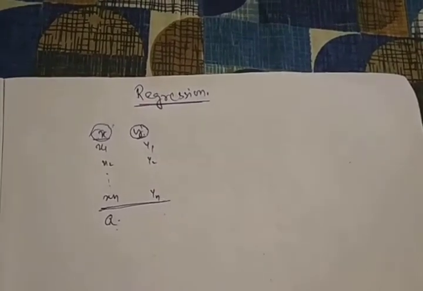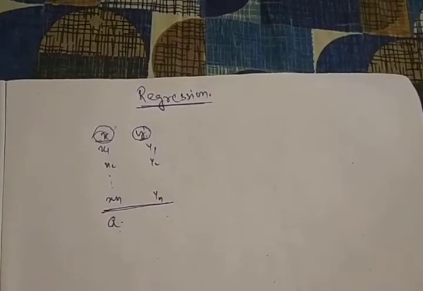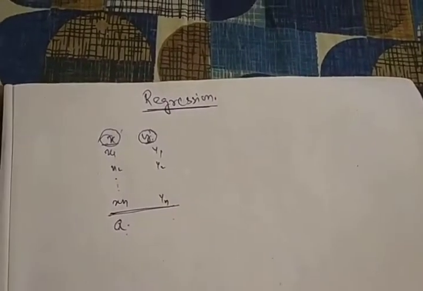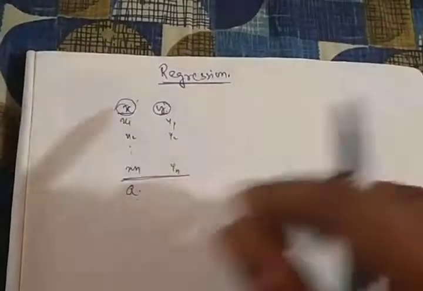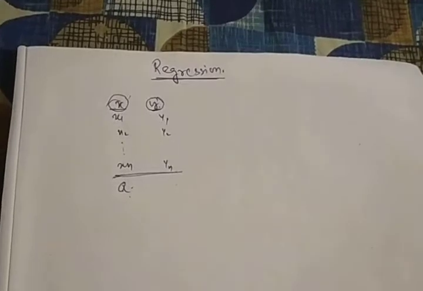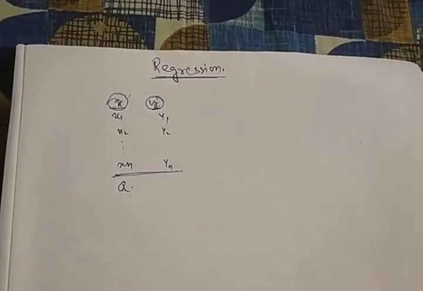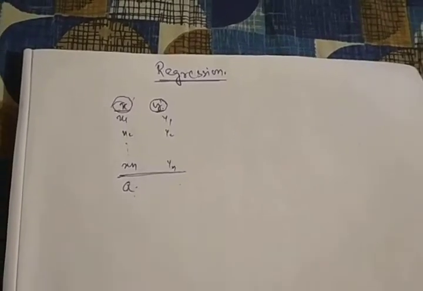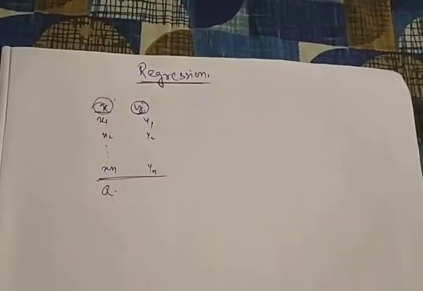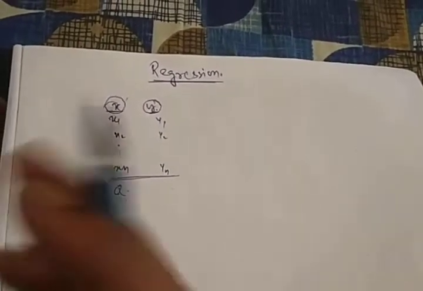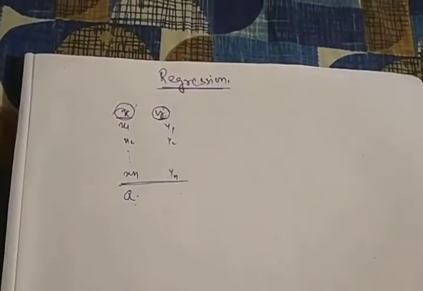There are many types of relation between x and y, which we can find in the scatter diagram. You see in the scatter diagram that many curves are given. The most useful is the linear regression. Linear means a line, so there will be a relation between x and y in linear form.